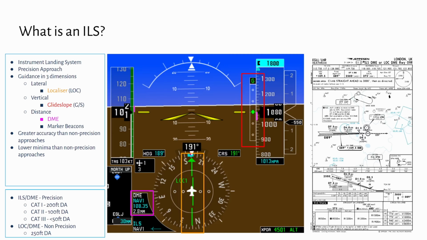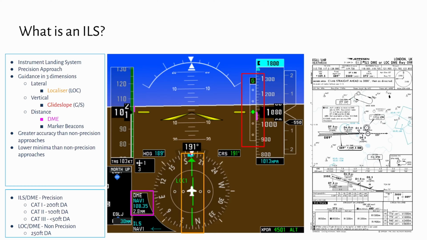So, the guidance in 3 dimensions then. It has lateral guidance in the form of a localiser, which shows your lateral deviation from the localiser. It has vertical guidance in the form of a glide slope, which shows your indication and deviation off the glide slope. It tends to be a 3-degree glide slope. That is your standard glide slope. It also has distance guidance in the form of a DME, distance measuring equipment, and also it has marker beacons. Not all ILSs will have a DME, however 95% of them do.